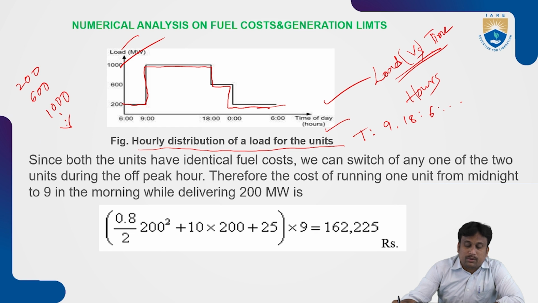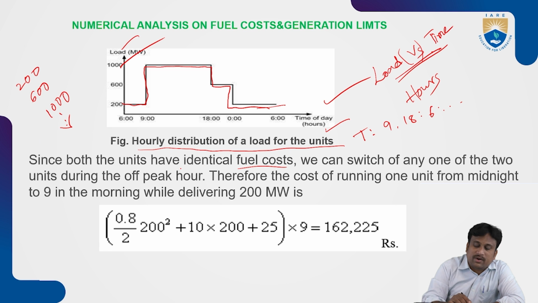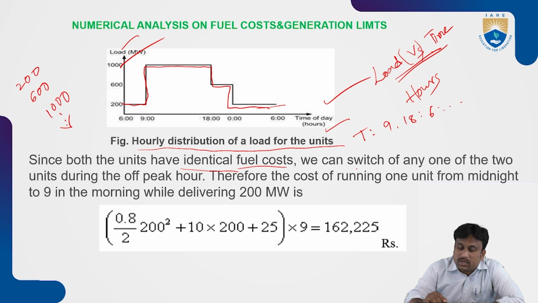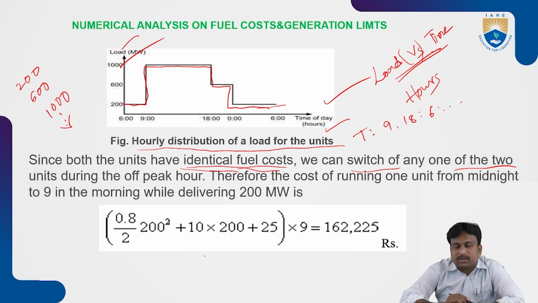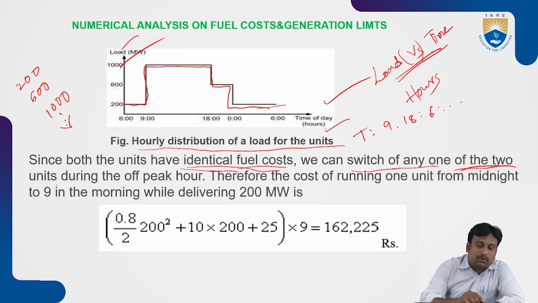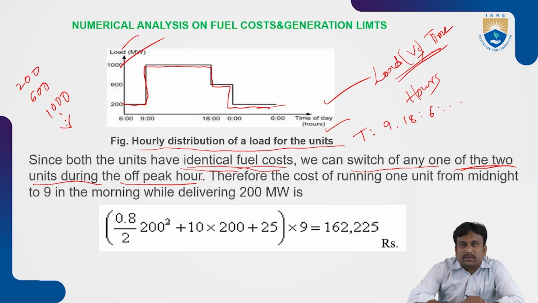Since both the units have identical fuel costs, we can switch off any one of the 2 units. If the units have identical fuel costs, that means same rating, same cost. So we can switch off any one of the 2 units during the off-peak hours, when there is no requirement.